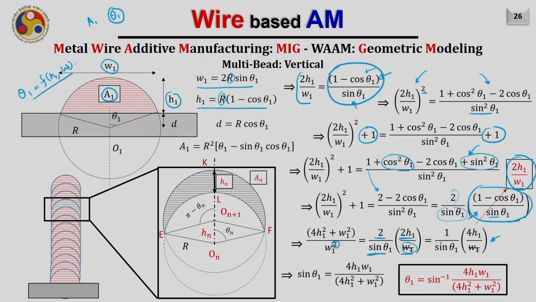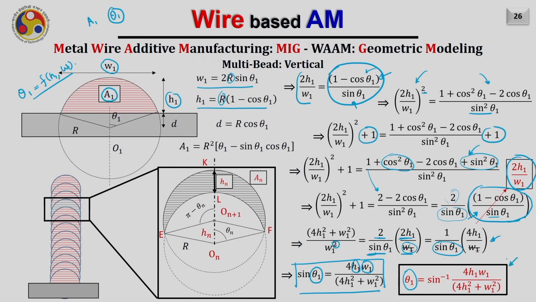Further simplifying and obtaining the value of sin theta 1 from this equation, you can obtain sin theta 1 equals 4h1 w1 divided by 4h1 square plus w1 square. Now, you can see this equation has only two variables, that is h1 and w1, and they both are measurable variables. You can easily measure these two variables after depositing the bead. Now, once we have these two variables, I can obtain the value of theta 1 also easily, and theta 1 will be nothing but sin inverse of 4h1 w1 divided by 4h1 square plus w1 square.